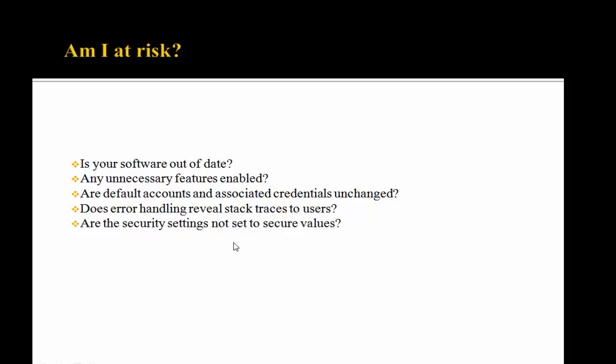Also, there are some security settings that are not necessarily important for the software, that can be used by the hackers to hack our system. We need to pay attention to these things.